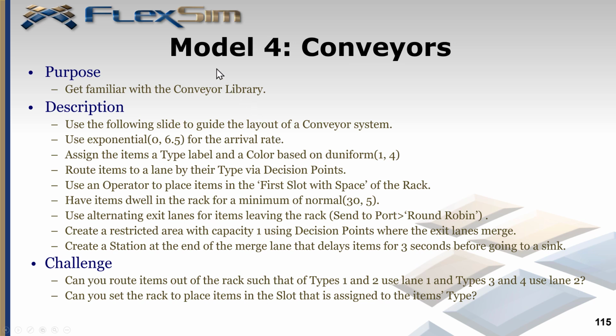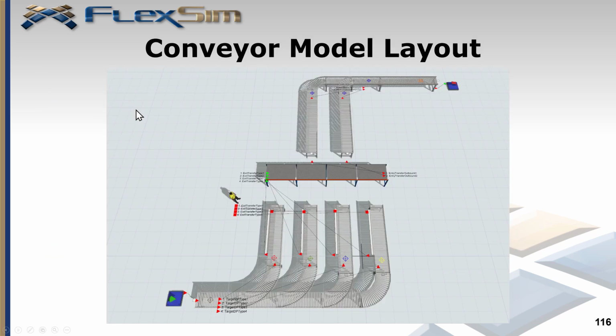Okay, Model 4, conveyors. The purpose is to get familiar with the conveyor library. As far as the description goes, we're going to use the layout on the following slide for the conveyor system, so let me go over to that. It starts down at the bottom here with the source generating boxes for the conveyor, and then they are diverted onto one of 4 lanes, and then this operator takes the box and puts it in this one level rack here. After a minimum dwell time, the flow item leaves and goes to one of these 2 conveyors.